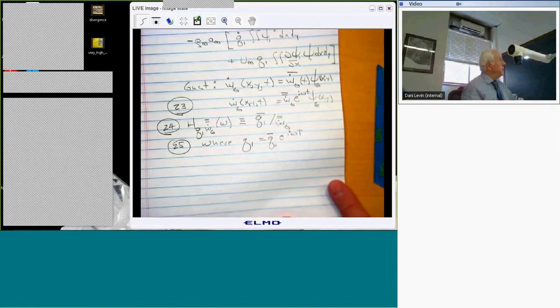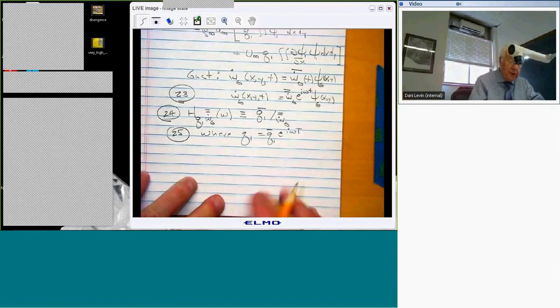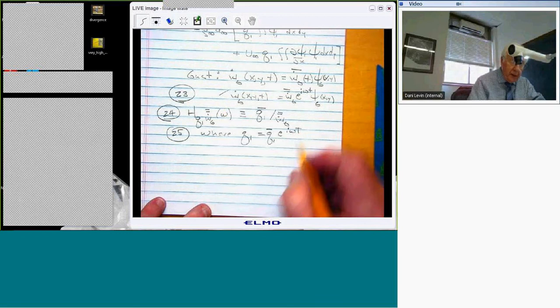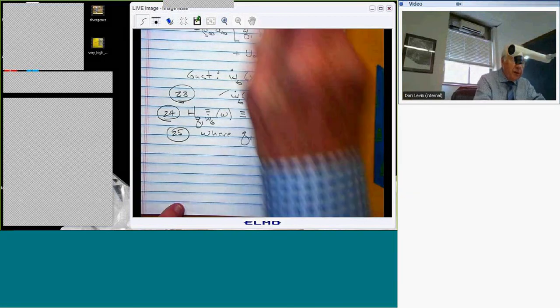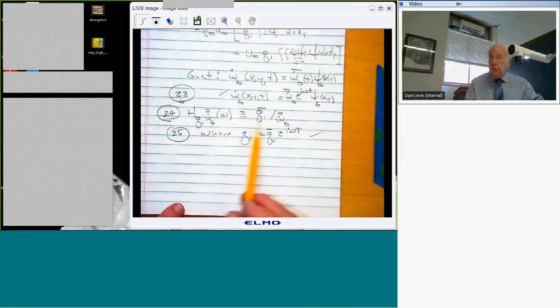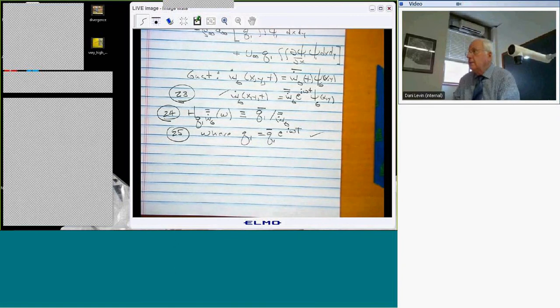So what we're going to do is we're going to take 23 and 25, put it in 22, compute this ratio, and say, that's the transfer function. Yes, Kevin? In 23 and 25, we use i omega t. Is that the omega, is that the frequency of the gust, or is that the frequency of the thing itself?